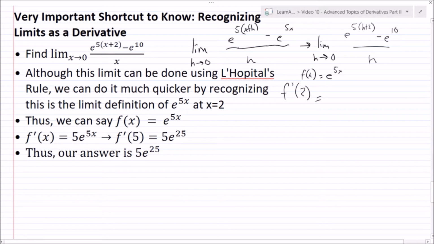And normally the dead giveaway is x going to 0 all over x. And then you have pretty similar terms being subtracted. So that's just something to look out for.